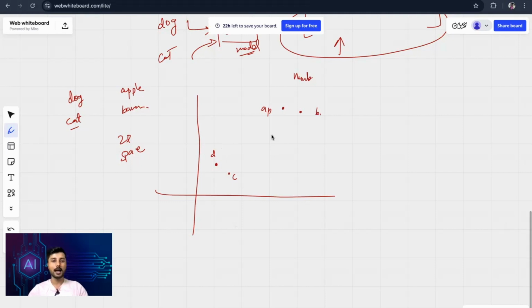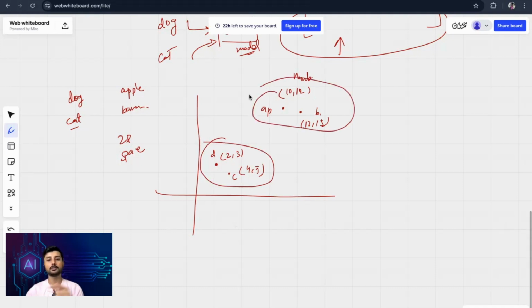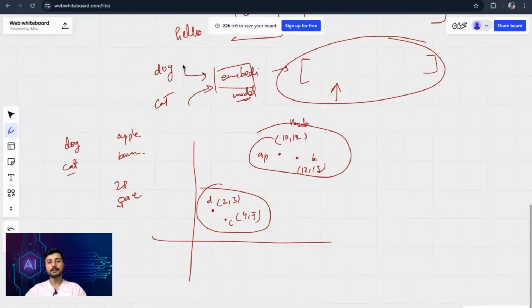So this is how we are able to capture some meaning. Now dog is denoted like 2 comma 3, cat is like 4 comma 5. Similarly, this is like 10 comma 12, and this is, let's say, 12 comma 15. I'm just giving random numbers. These are just random numbers we use to denote these words, but they have some meaning. Dog and cat are closer to each other. Similarly, apple and banana are closer to each other because they have similar meanings. So this is why we are converting each and every word into a vector, so that we can capture some meaning from that word.